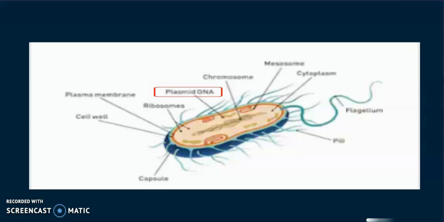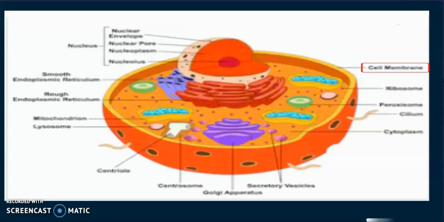Now let's see the eukaryotic cell structure. Eukaryotic cell is covered by a cell membrane which is the boundary of the cell. It is composed of lipid and protein molecules. It is a selectively permeable membrane. The proteins form channels through which the molecules can pass. Certain enzymes present in the membrane help in the cell-cell interactions.